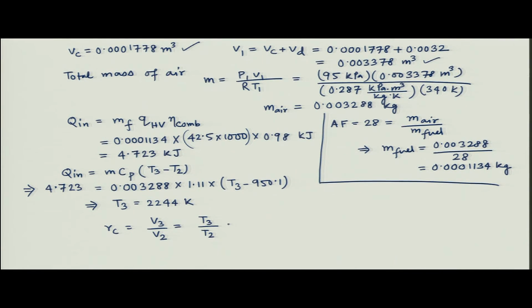So, I know what is T3, it is 2244 and T2 is 950.1, the ratio will come out as 2.362. So, that is the cut-off ratio, which is one of the questions, and we have also solved the final temperature after the heat addition process. So, first part is done. Now, I will move to the second part, which is basically the net work output per cycle and thermal efficiency.